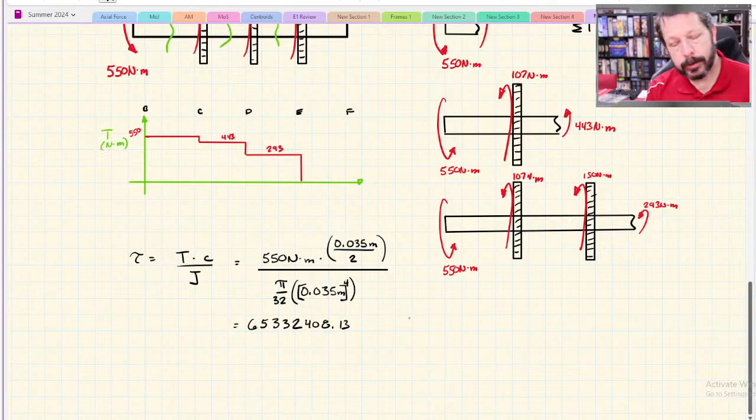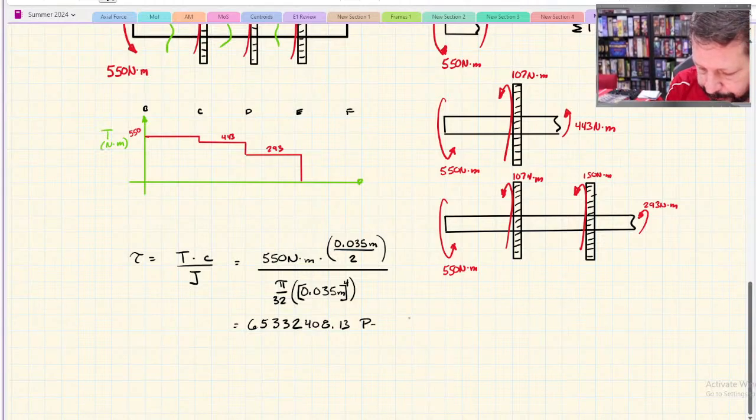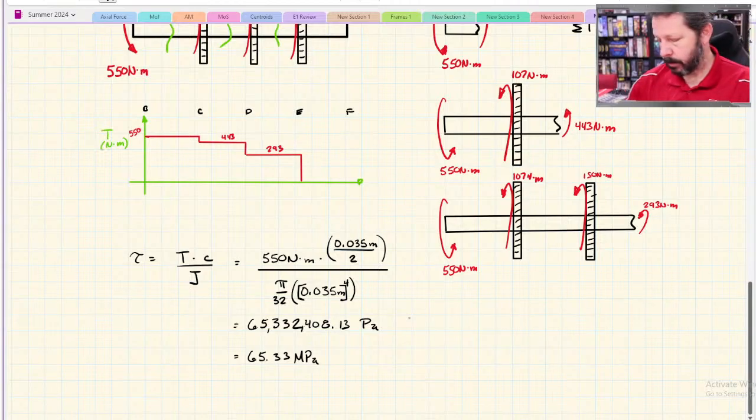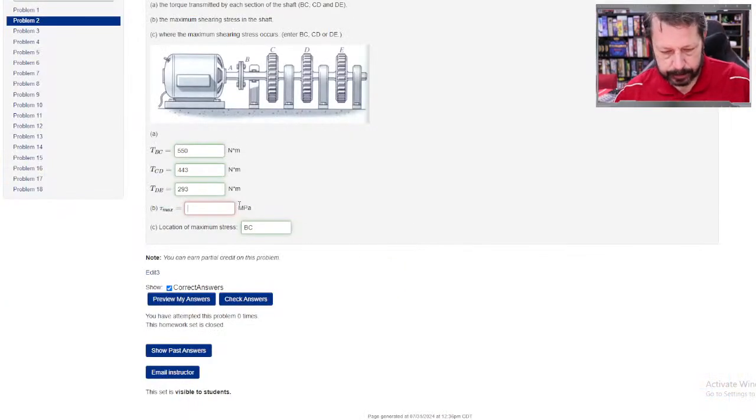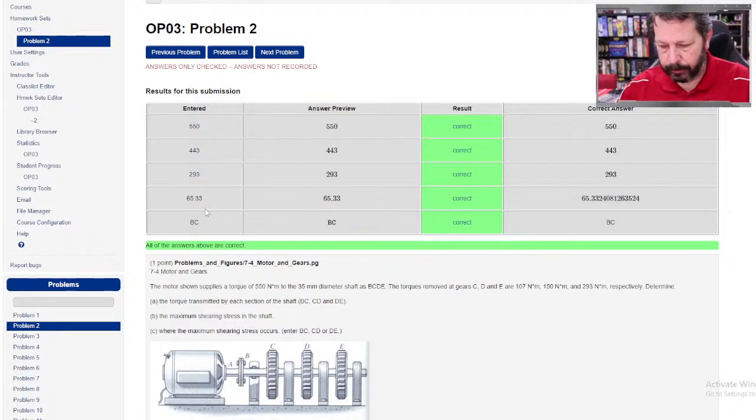408.13. These units would be, if I worked them out, newtons per meter squared, which is a Pascal. Normally Pascals are really small, so normally I'm talking about mega or gigapascals. It looks like this would be 65.33 megapascals. Let's see if it wants megapascals. So 65.33, and we've got it all correct.